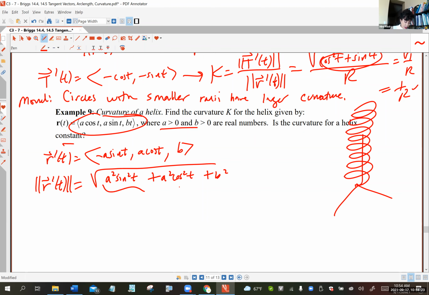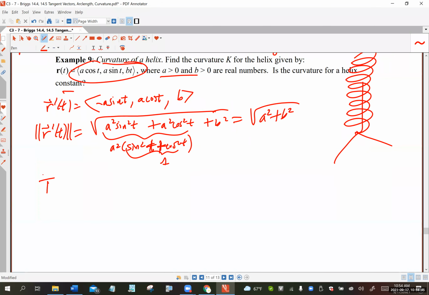And then, of course, when you factor out the common factor of a squared for the first 2 terms, the other factor is the trig identity, sine squared of t plus cos squared of t. This is just 1. So this is just going to end up being the square root of a squared plus b squared. Cool. Now you're ready to put it together because your unit tangent vector, which is just the unitized velocity vector, will look like this.